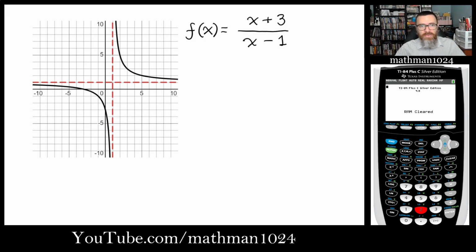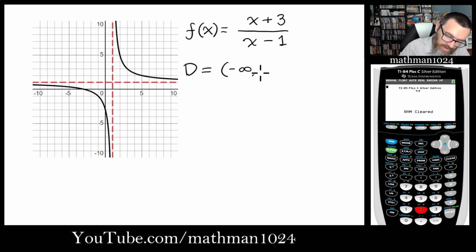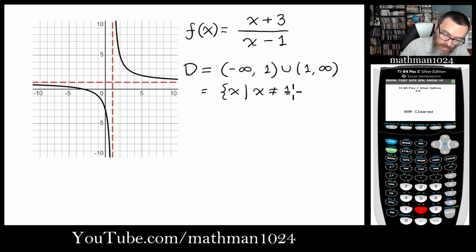But since they have the picture here for us, it looks like our domain is going to be everything except for what? Well, it looks like it's everything except for positive 1. We can see that vertical asymptote clearly marked there. And if we look at the function itself, we see that, yeah, there's going to be an issue here for x minus 1. So that means it's everything from negative infinity up to 1, union 1 to infinity. Or, as we've talked about before, you could also say that this is the set of all x such that x does not equal 1.